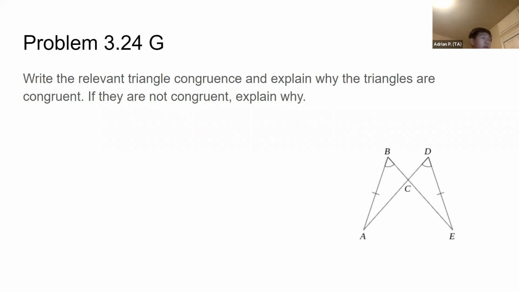And here's another congruency one. AAS, the end. Yeah, it's AAS, because you have angle B and D. As you can see, angle B, and then this vertical angle C, and then this line.